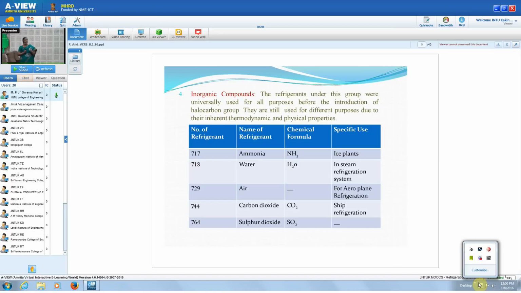So for NH3 it is 717. For H2O it is 7 and the molecular weight of H2O, 18, so 718. For air, that is nothing but oxygen. Carbon dioxide is designated by 744. Similarly SO2 is 764. The last 2 digits represent the molecular weight and the 7 series represents the inorganic compounds.